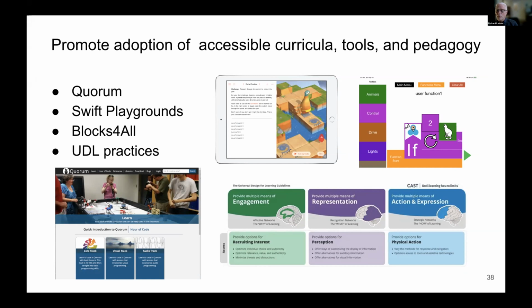There's Swift Playgrounds, that's from Apple, and that's accessible. Blocks for All, which we developed at University of Washington, is also accessible. And then all the UDL practices. So just adopt those and you'll have something that's more accessible. Next slide.